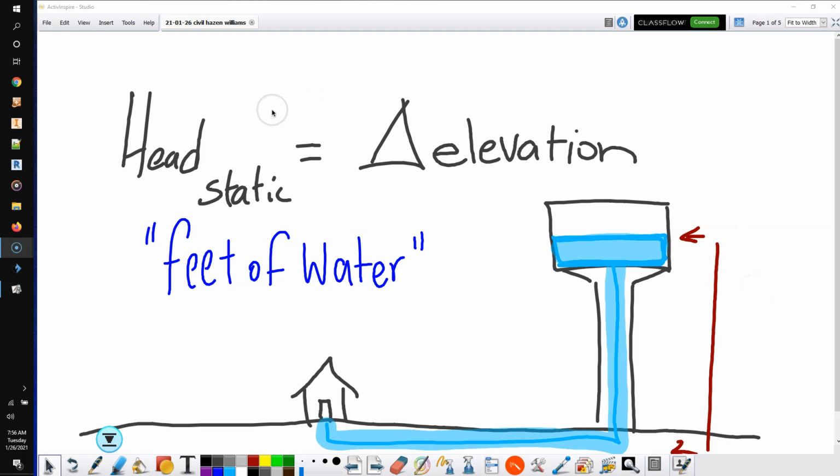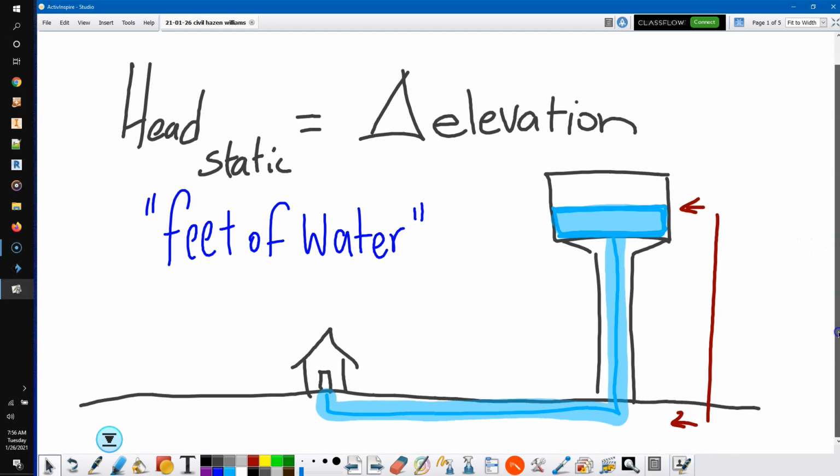To calculate the static head, you need to know the change in elevation in feet. An example of this would be on this graph. I've got a little drawing here. Let's say that this is a water tower, and then the water system goes through the ground to the house, and the difference in altitude or elevation between the water tower and the house is, let's say, 100 feet. So right here, this red line would represent 100 feet.